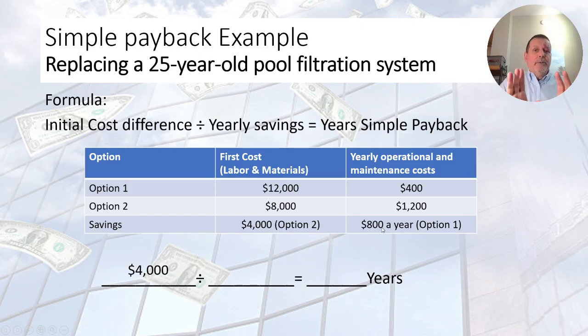Now, it's important to understand that if a more expensive option is more expensive to operate, then you don't have to do this at all. The more expensive one is always going to be more expensive any way you look at it, all right? But this one, it's the other way around. So we have $800 a year savings, and we divide 4,000 by 800. It's going to take us 5 years for the more expensive one to equal out.